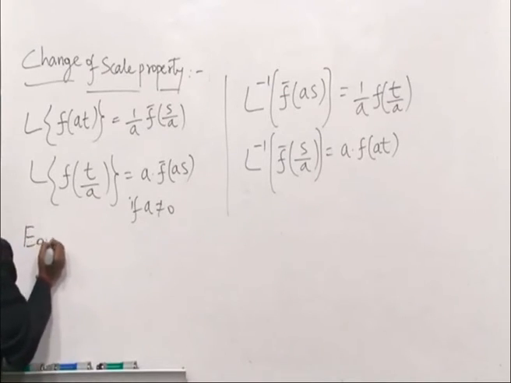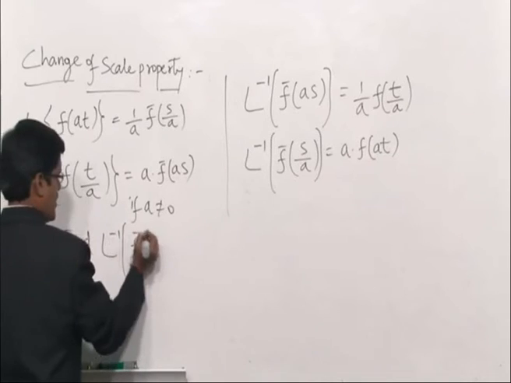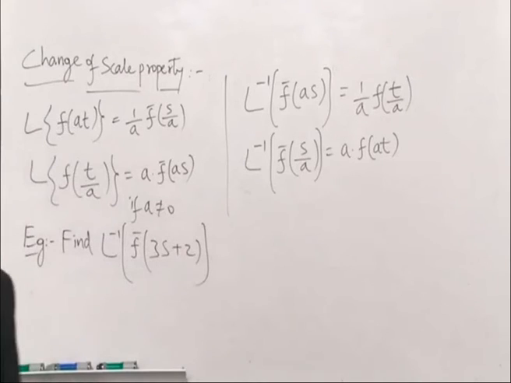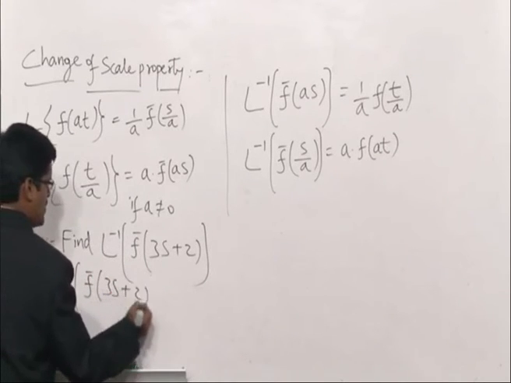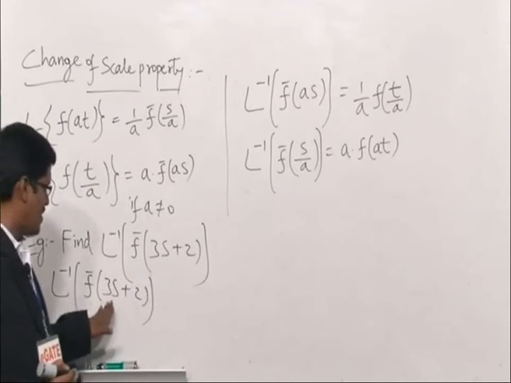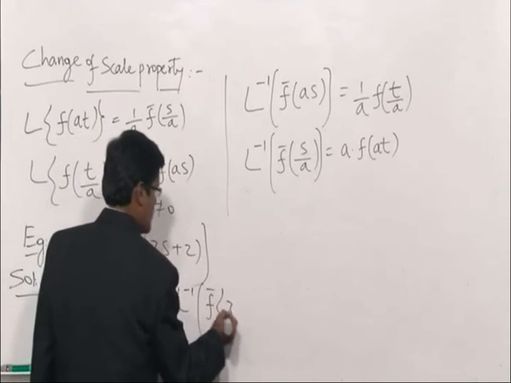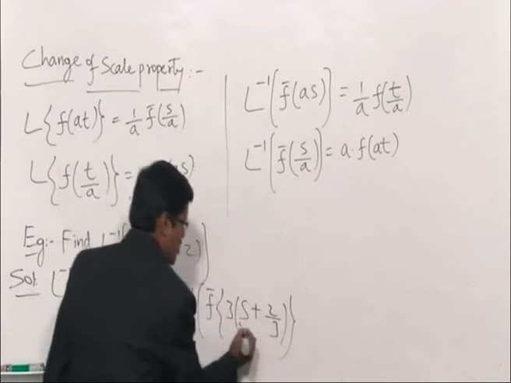See, example. Find L inverse of, I am not giving any function, just 3s plus 2. Solution. L inverse f bar of 3s plus 2. First it is put in the form of s plus a after taking 3 outside. That is L inverse f bar of 3 into s plus 2 by 3. So wherever it is s, it is in the form of s plus a.